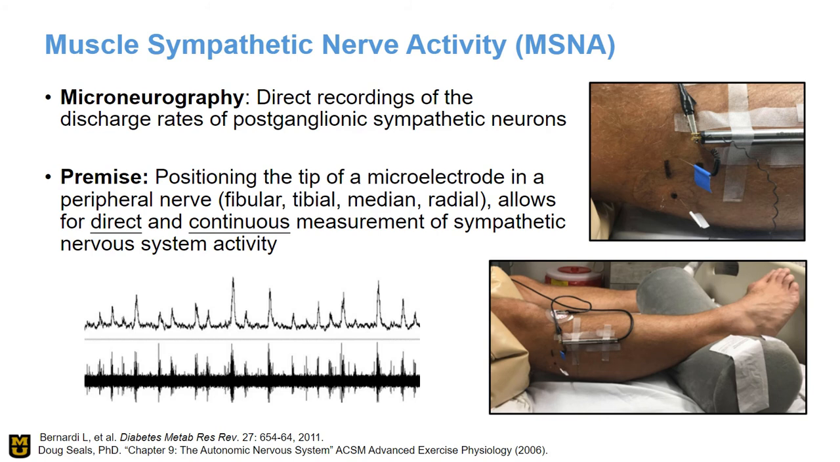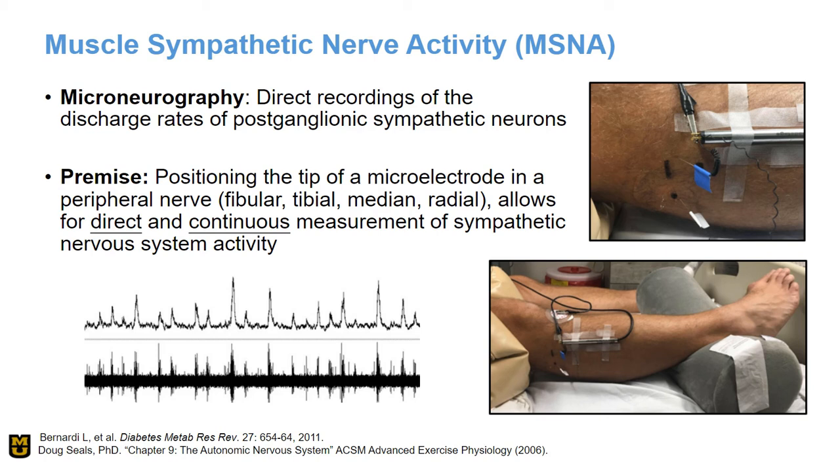That being said, the gold standard would then be microneurography, which is actually a direct recording of discharge rates of the postganglionic sympathetic neurons. And this is something you can do in humans. So the premise of it is really you position the tip of a microelectrode into a peripheral nerve. Here we're testing the fibular nerve. And you can actually do direct and continuous measure of sympathetic nervous system activity.